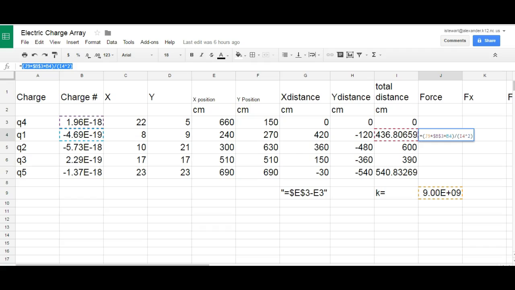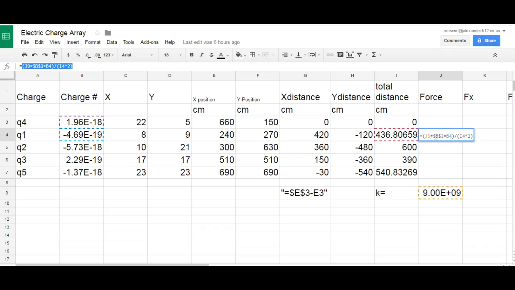And so we went ahead and calculated the force by taking our Coulomb's law constant, which was 9e9, and multiplying it by cell B3, which is the charge of our first particle. That's my particle. You'll be using whatever your first charge was. So if you had Q1 as your group, that's what your charge is. Mine was Q4, so that's my charge for the first one. And I stuck the dollar signs there because that's the one I want to calculate the forces with against all the other ones.